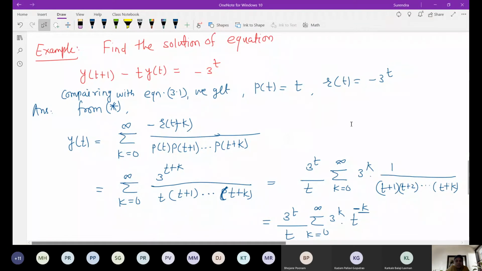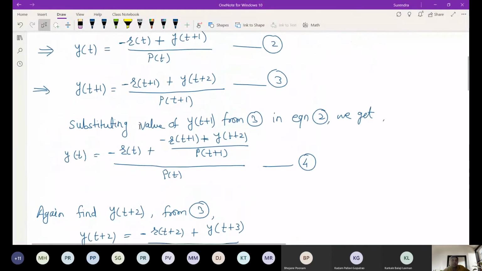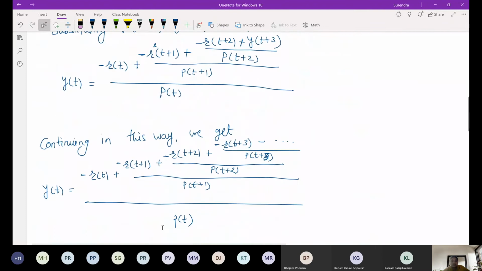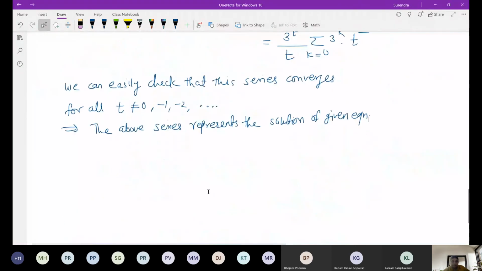This is one way, but there is no need of doing it like this. In the next section we will see other methods also. Just to show the relationship between this equation 3.1 and the ascending continued fraction, we can write it in series form, and if this series converges, then we can say that it is a solution.